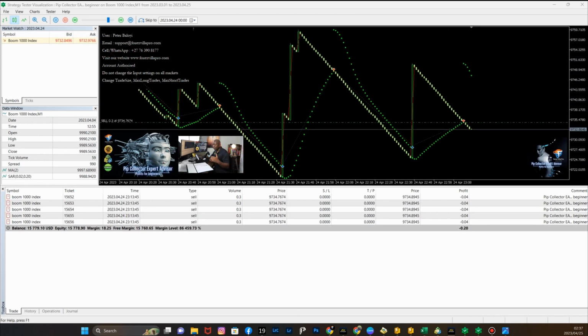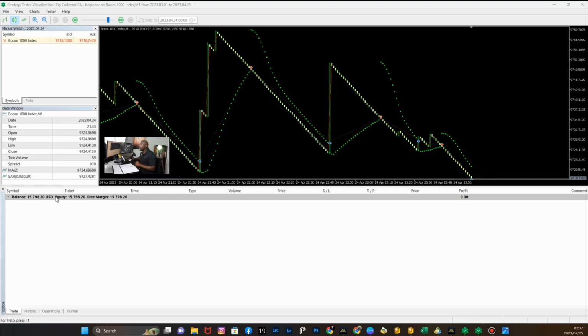Definitely diversify, guys. Use multiple brokers. You get 10 accounts with this system that you can license: 5 MT4 and 5 MT5, so in total you get 10. So here we are, 15,798.20, guys.